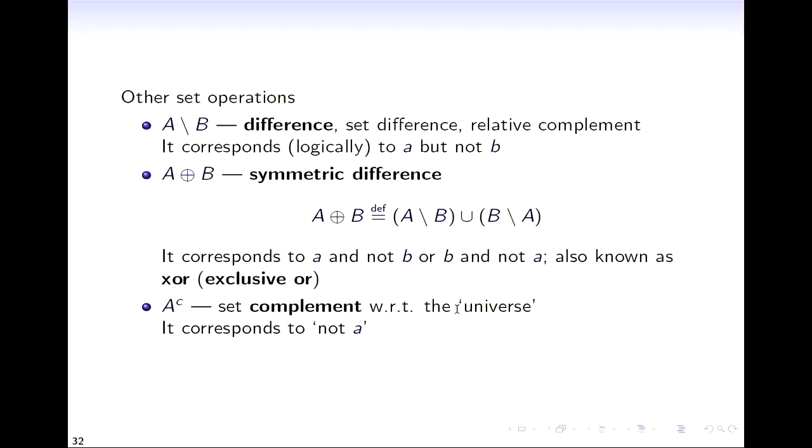For example, if you take the integers as your universe and you have a set A, the even integers, then what the complement would be is very clear. It would be all the odd integers, all the elements that do not satisfy the property that defines the set A.